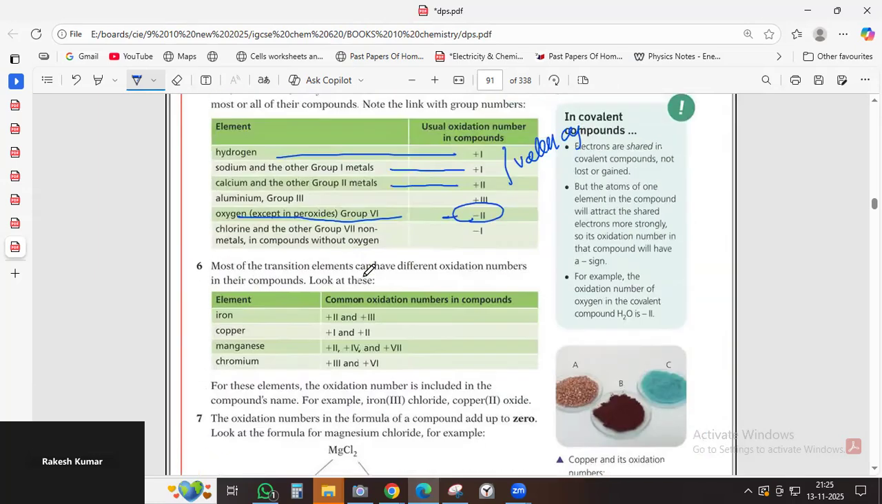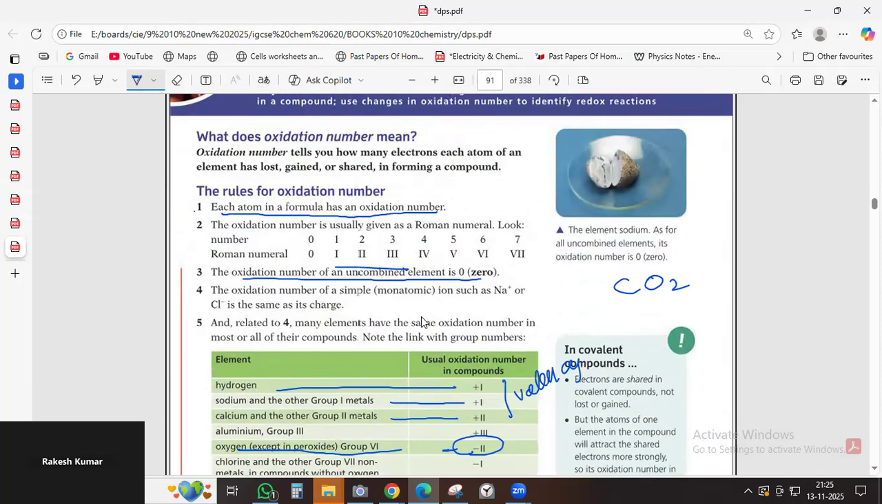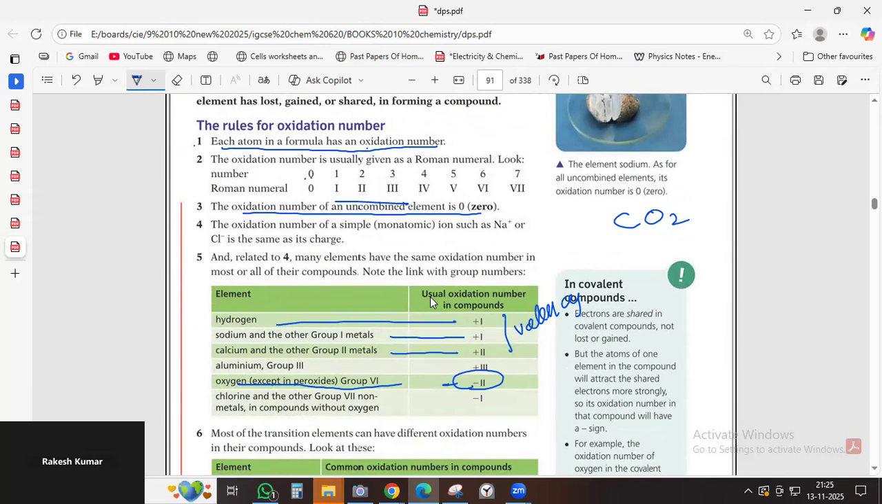Okay, then this is the next rule, that the oxidation number of an uncombined element is 0, and each atom has an oxidation number. The oxidation number is according to the group. The oxidation number of ions is its charge. Naturally, this oxidation number is representing the charge. So if this Na gives one electron, it gets a positive charge. So it's got a positive one oxidation number.